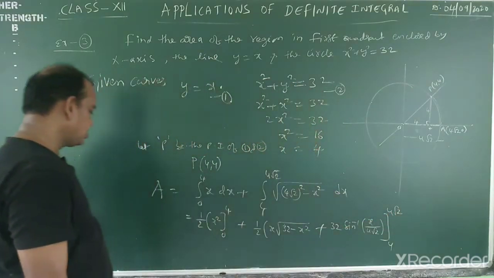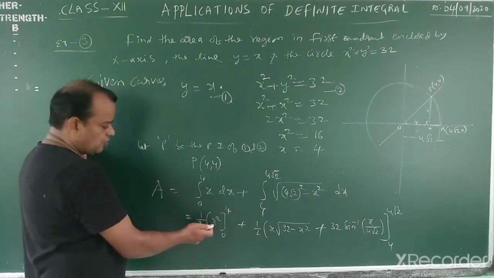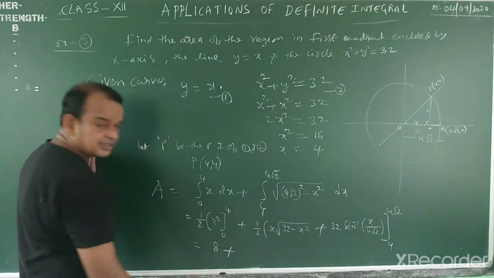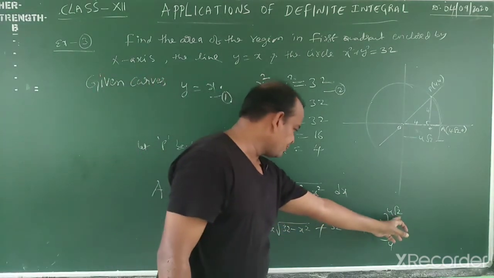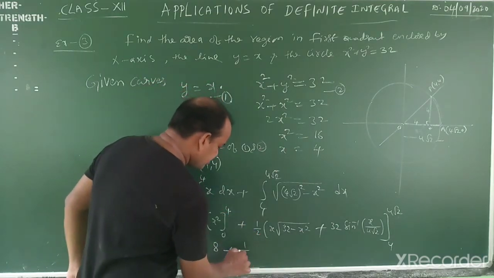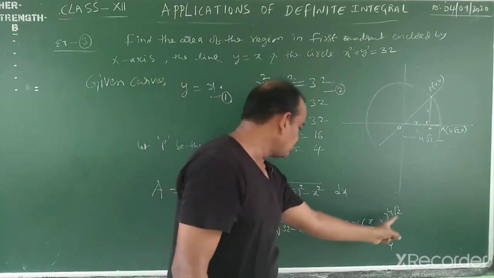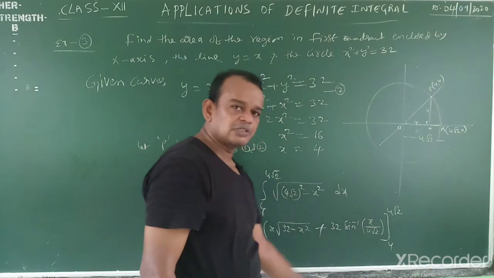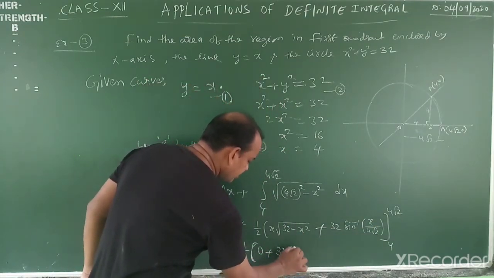Okay, 4 root 2. Here 4 to 4 root 2. Now substitute, my dear students. Upper limit is 4: 4 square means 16, 16 by 2 means this is 8, plus. Upper limit 4 root 2: 4 root 2 whole square means 32, so this is 0. 1 by 2 into 0, plus 32 into sin inverse of 4 root 2 by 4 root 2, that is sin inverse of 1, which is pi by 2, so 32 into pi by 2.